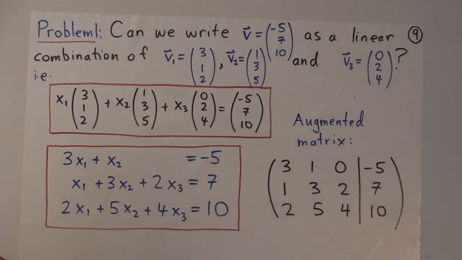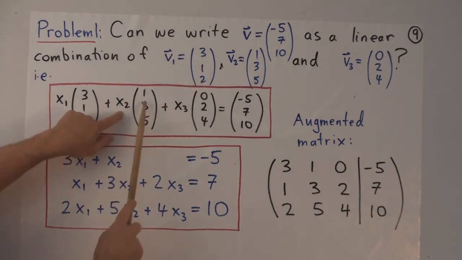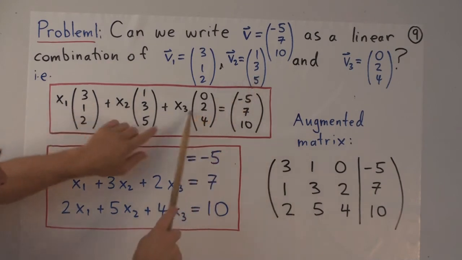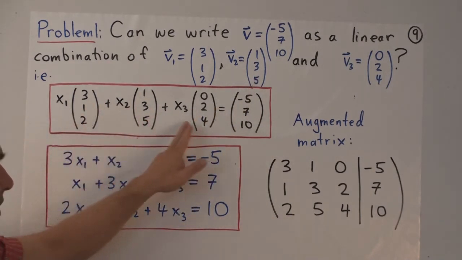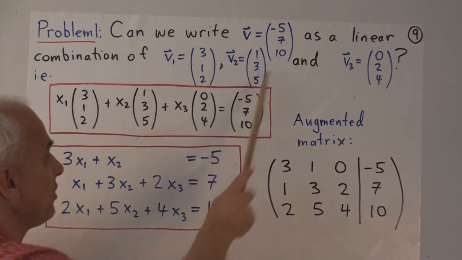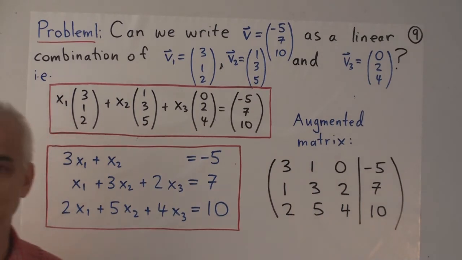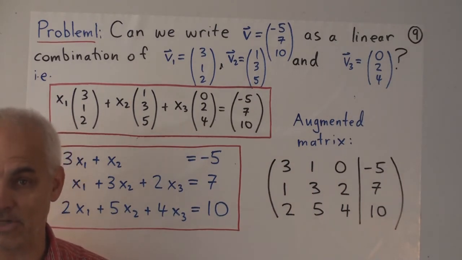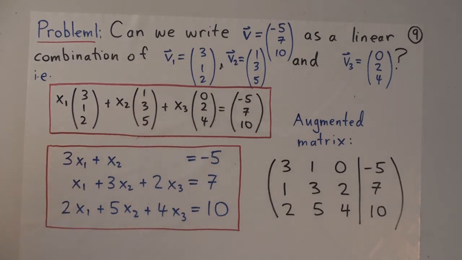And if so, how? So here's the relevant equation. It's a vector equation. We're saying x1 times the vector 3, 1, 2, plus some x2 times the vector 1, 3, 5, plus x3 times the vector 0, 2, 4. It's a general linear combination of those 3 vectors. We're saying it equal to the vector v. We want to know, can we solve this single equation? It's an equation for x1, x2, and x3.